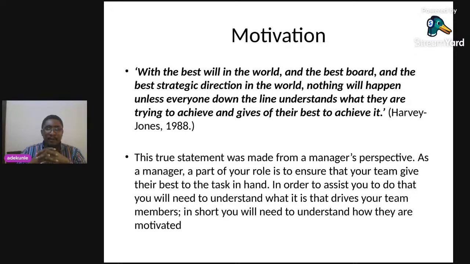All right. In the words of Avis Jones, when he talks about motivation in 1988, he says, with the best in the world and the best board and the best strategic direction in the world, nothing will happen unless everyone down the line understands what they are trying to achieve and gives their best to achieve it. Now, this statement is true, because it was made from a manager's perspective.